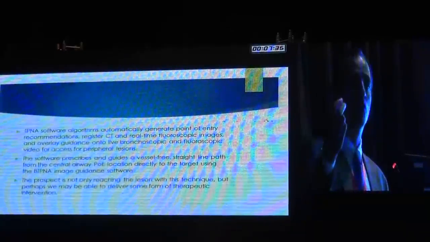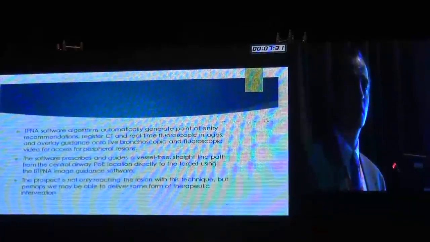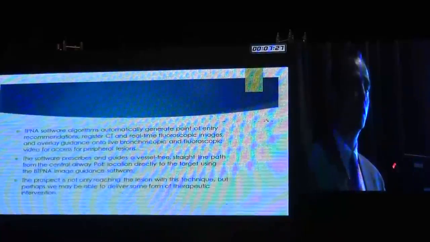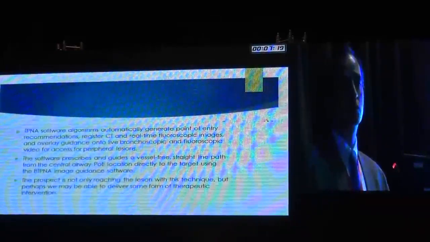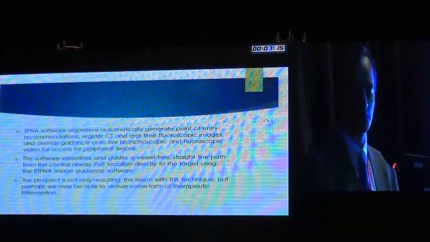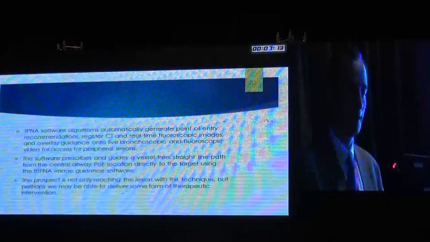The software prescribes and guides a vessel-free path. A nodule that is in the lung parenchyma is surrounded by blood vessels, and the software will detect the blood vessels and suggest a track that is vessel-free and the shortest straight path to the nodule from the bronchi.